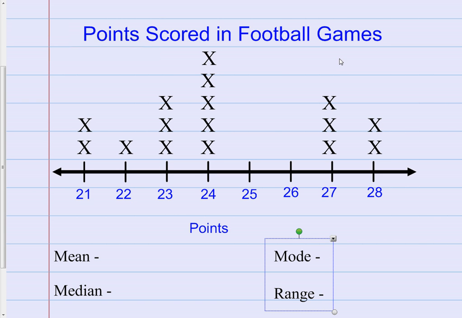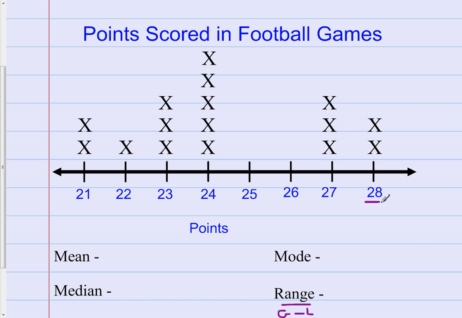So once we have the line plot drawn, the next thing we can do is calculate the measures of central tendency. That is the mean, median, mode, and range for that line plot. Now I'm going to start with the simplest ones, the easiest ones. So let's start with range, keeping in mind that range is your greatest value minus your lowest value.